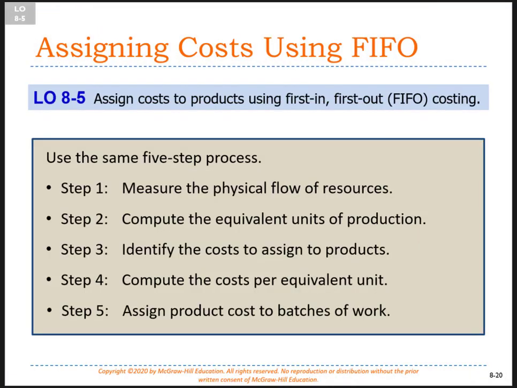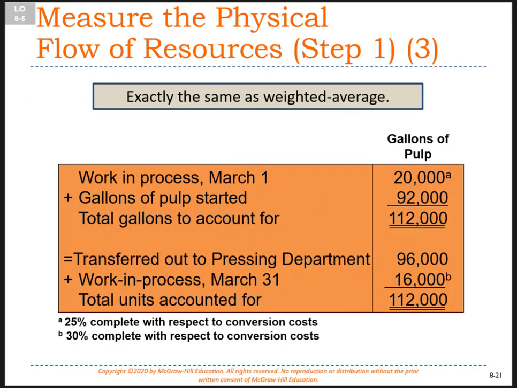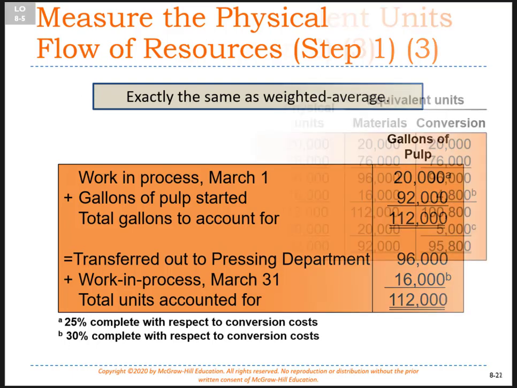All right. Now, how would it be different if we use first in, first out, or FIFO? All right. Step 1 is exactly the same. You got to know where all your gallons of pulp are. Work in process beginning, what you started, transferred out, work in process, okay, at the ending. That has got to be the same, regardless of the method. So this is exactly the same. So don't worry about learning the second way of doing that, okay?